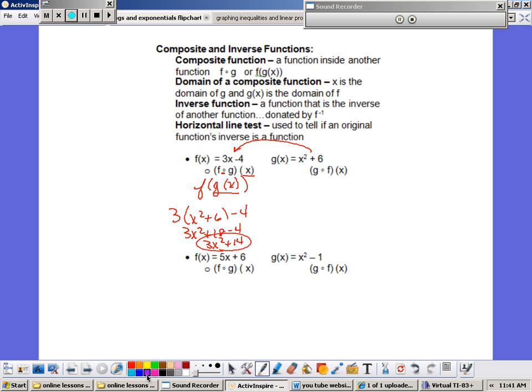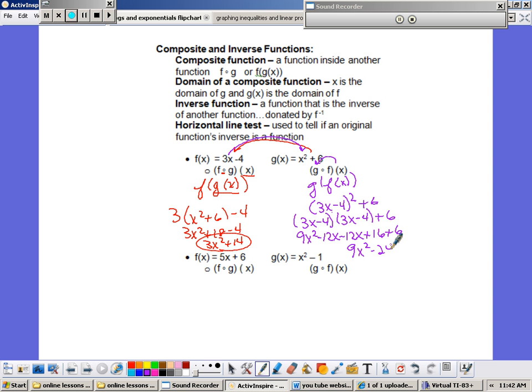And the next one, it means the same as this. So they want me to take f and put it into g. So I'm going to take this and put it in here. So I have 3x minus 4 squared plus 6. This means 3x minus 4 times 3x minus 4 plus 6. So I'm going to have to FOIL. 9x squared minus 12x plus 16 plus 6. 9x squared minus 24x plus 22.